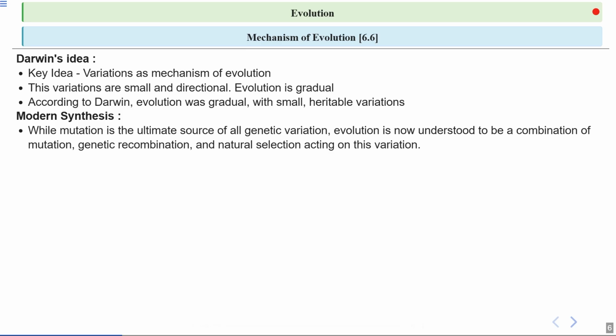Genetic recombination occurs during sexual reproduction. So we are saying here that evolution is now understood to be a combination of mutation as well as genetic recombination, and natural selection acting on this variation. Nature is selecting the variations which are beneficial, which give survival advantage. These selected variations are inherited in the next generation.